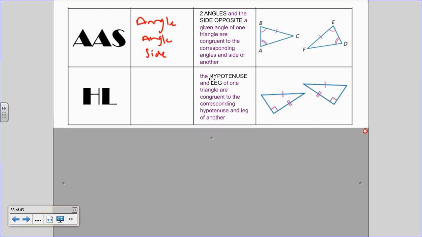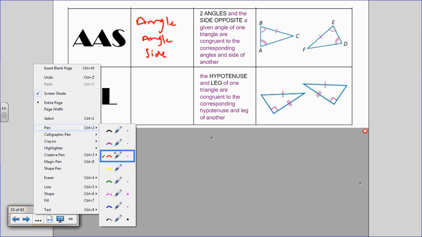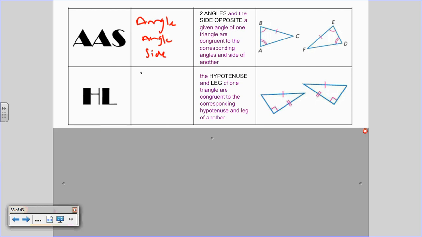And the last one is HL, which stands for hypotenuse-leg. You'll be given the hypotenuse and a leg of one right triangle congruent to the hypotenuse and leg of another triangle. The hypotenuse is always opposite the right angle, in other words, across from the right angle. The leg is either one of the other sides.